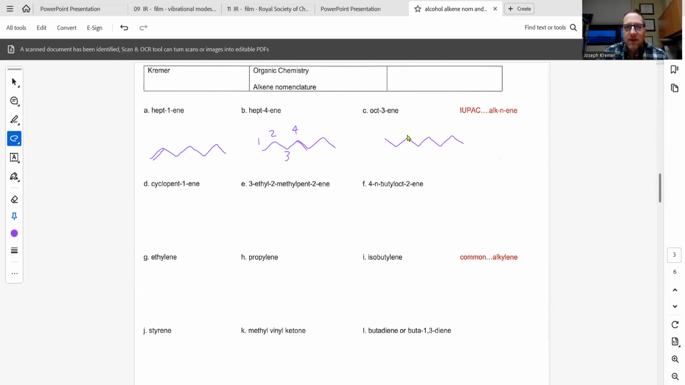Oct-3-ene. And here's the third carbon, right? At carbon 3, going from left to right, like you would read a magazine or a book, you want to place a double bond there. Next line, please. Cyclopent-1-ene. Cyclopentane. Cyclopent-1-ene. Usually it's just called cyclopentene. It's inferred that the double bond is at carbon 1.